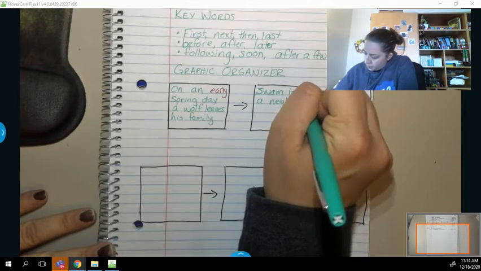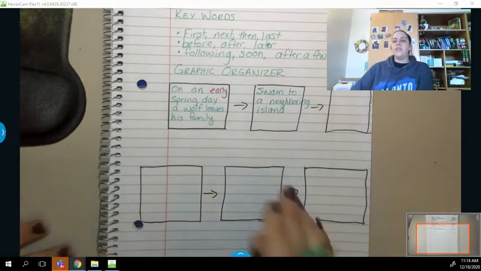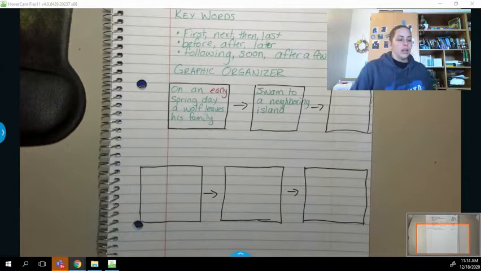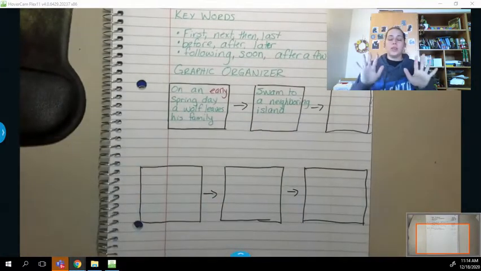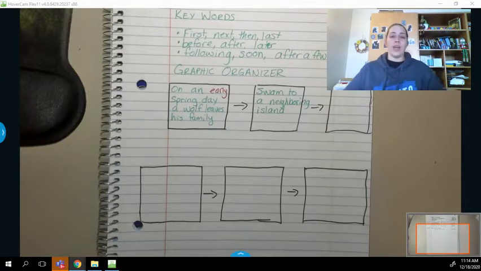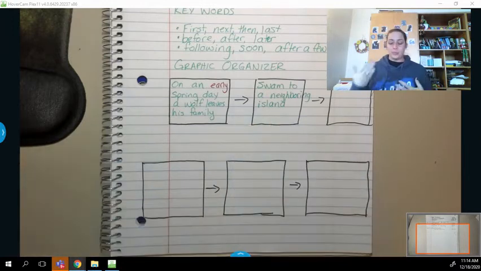Neighboring island. And if you notice, there's not really any text messages in there in this second box. So, text messages. Oh, it's been a long day. Okay, there's not really any keywords in this box that tell us that it's the next event.